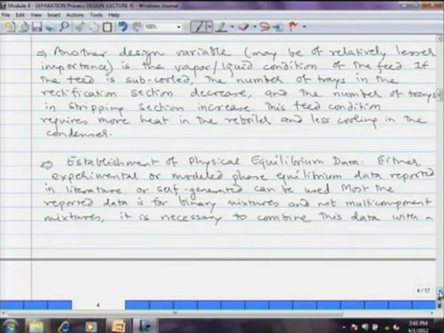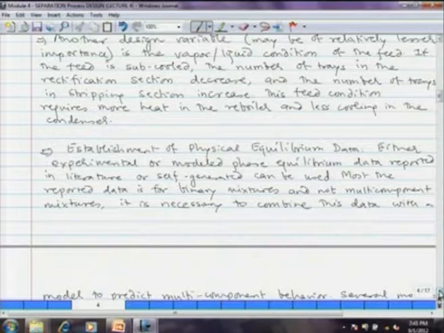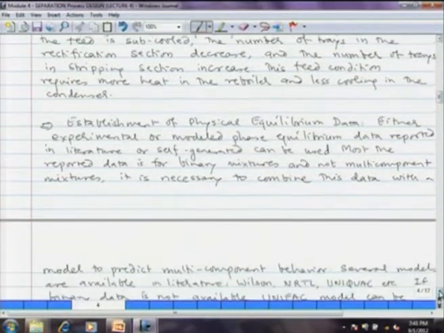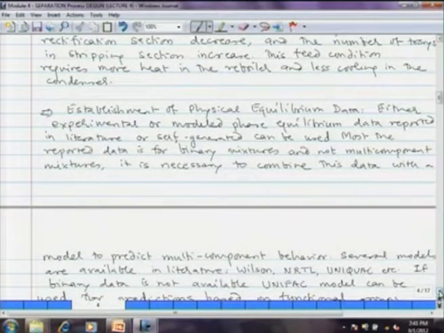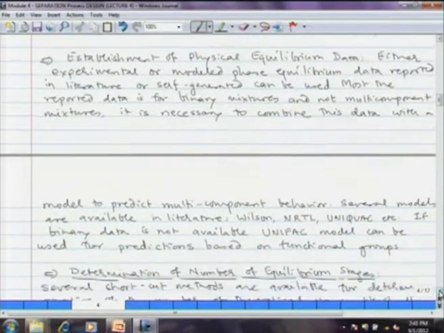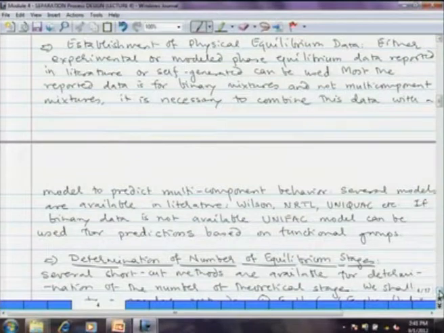Okay. Establishment of the physical equilibrium data is the next step in the distillation column design. Physical equilibrium data means basically the VLE data, vapor liquid equilibrium data. Either experimental or modeled phase equilibrium data reported in the literature or self generated data can be used. Nowadays, there is a tremendous database available in the literature. So, for practically any mixture, you will have the data already reported in literature. You have to look through proper sources.